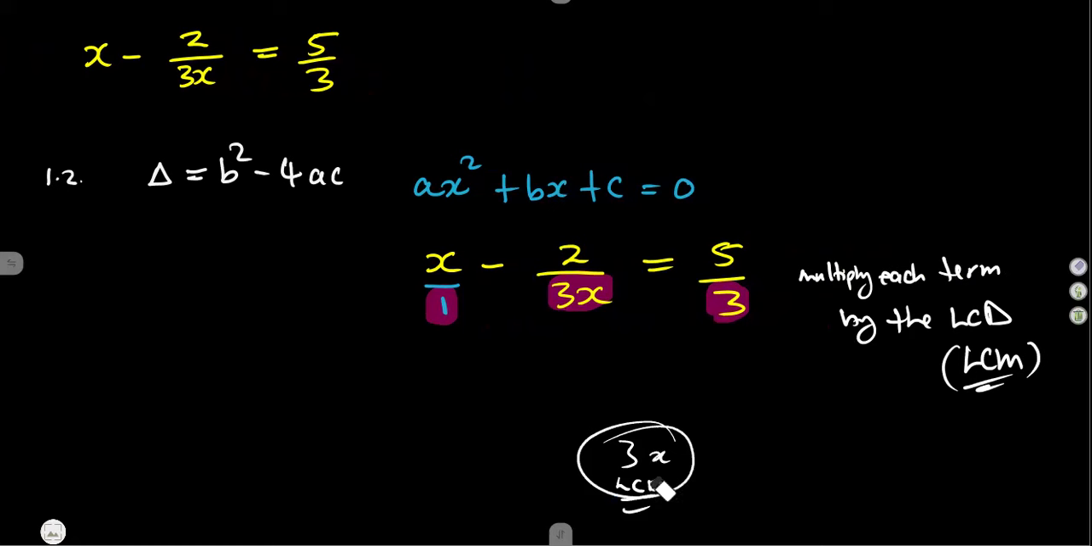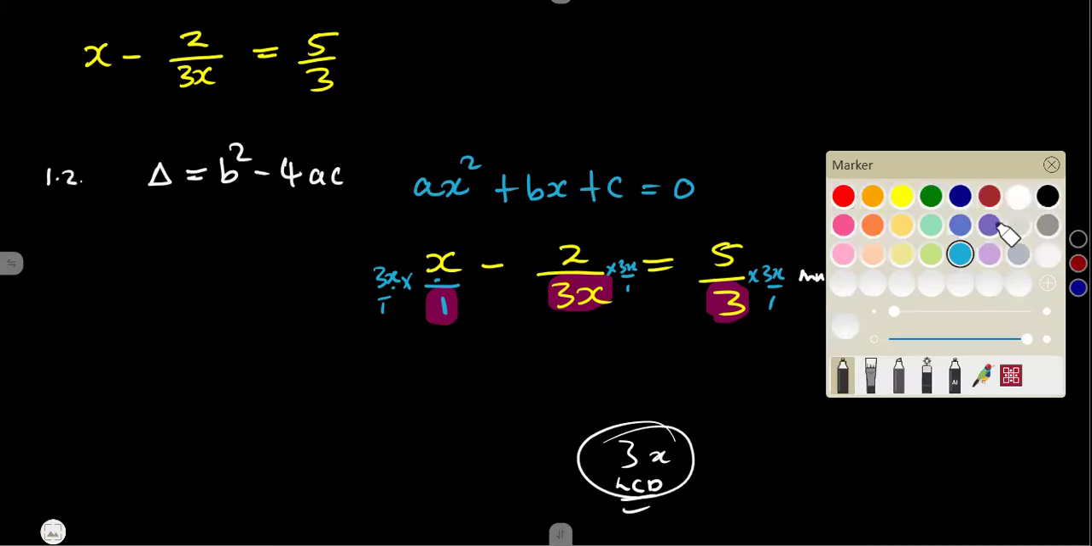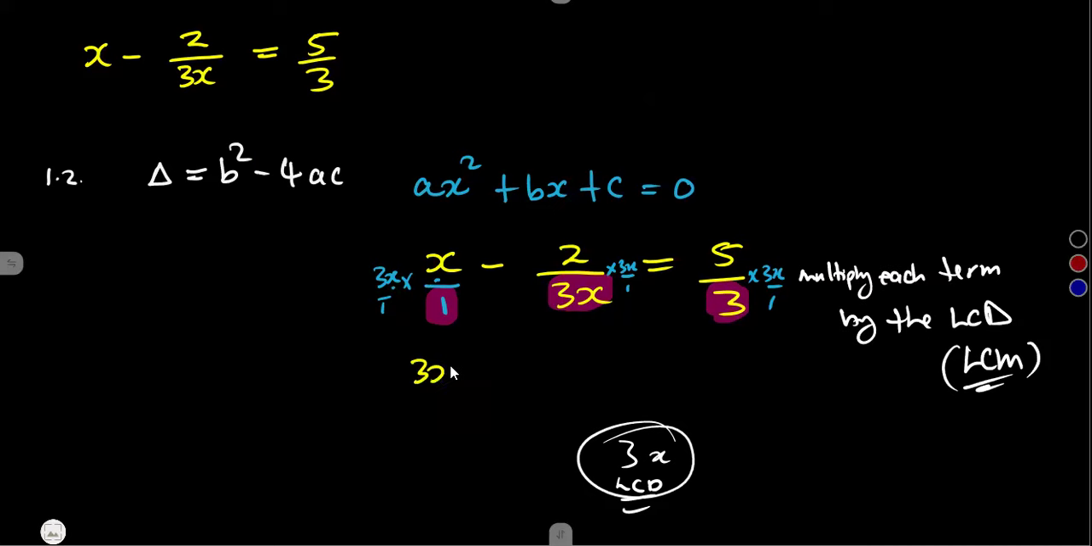The LCD, or the LCM, depending on the way you understand it, is this 3x. So you're going to take that 3x and multiply each and every term. Here we're going to multiply by 3x, just like 3x over 1. So let's multiply, guys. 3x times x is going to give us 3x squared, since x and x give us x squared. Minus that, guys. Remember, 2 over 1 is 2, so whatever is divided by 1 remains as it is.